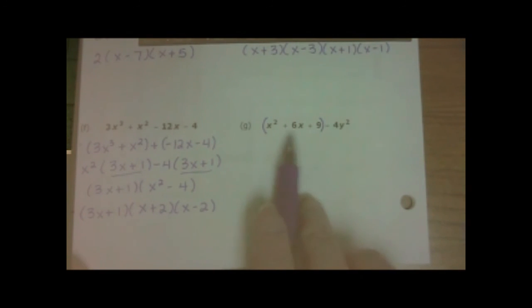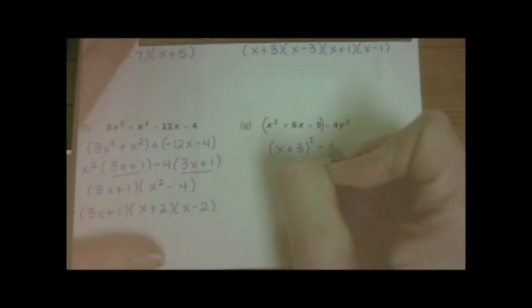And I have a trinomial. And this is actually a perfect square trinomial. This is something squared. This is something squared, an x and a 3. And the middle is 2 times x times 3. All right? So I take my x and my 3, and it factors to x plus 3 quantity squared. Then I have minus 4y squared.